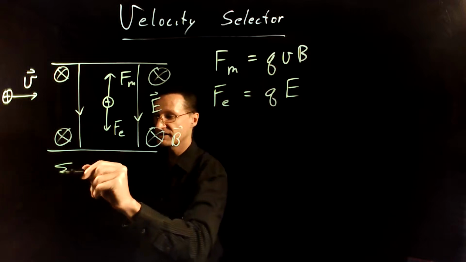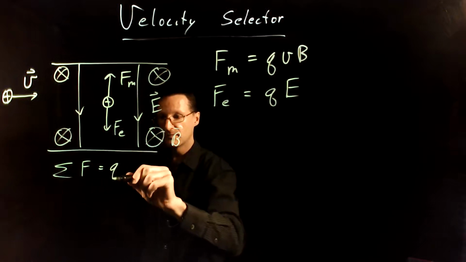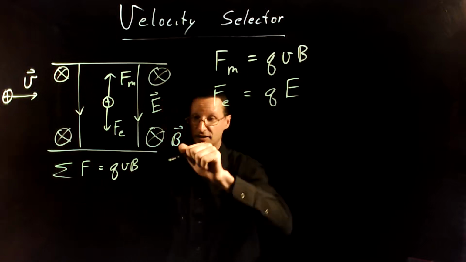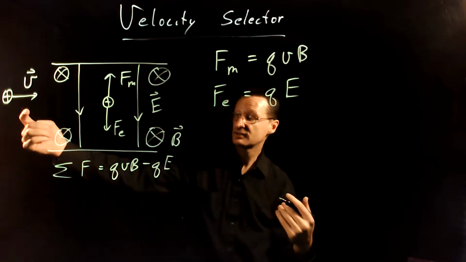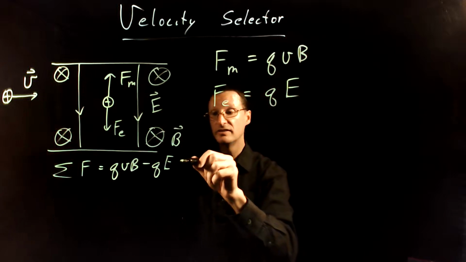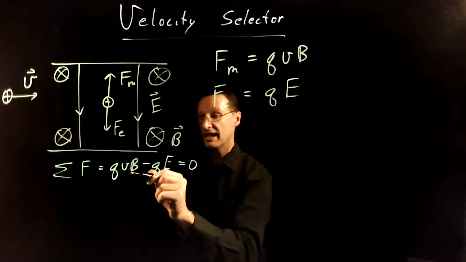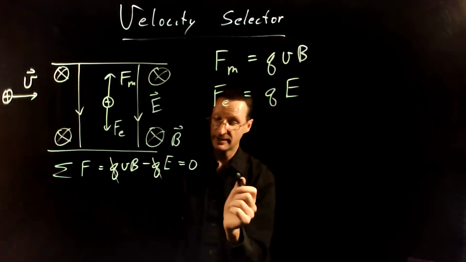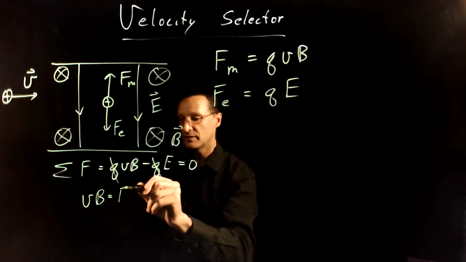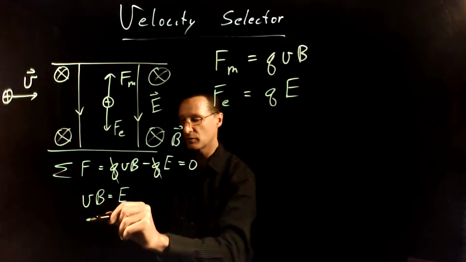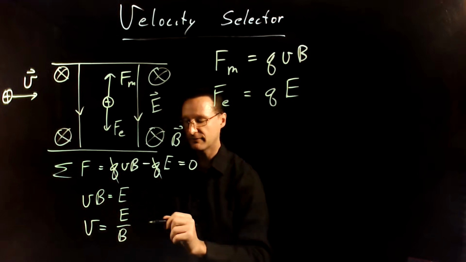So if I sum the forces in the vertical direction, I'm going to get qvB up, and then I'm going to get qE down. And the goal here with the velocity selector is to have them come straight through with no acceleration. So I'm going to set the net force equal to 0. And you'll notice that the q's are going to cancel. We can divide both sides by q. And that's going to give us vB is equal to the electric field E. Or in other words, the velocity is going to be the electric field divided by the magnetic field, v = E/B.